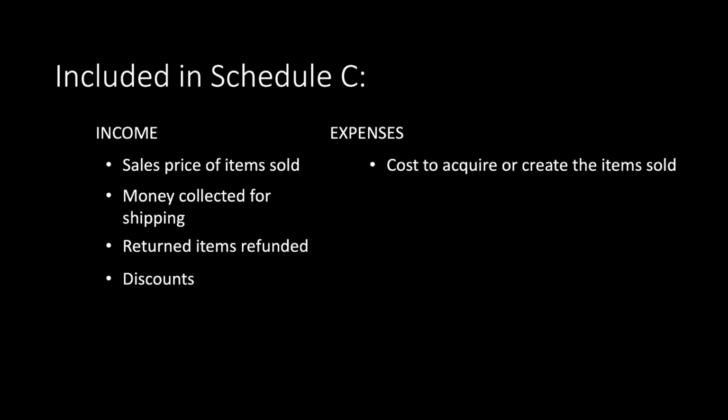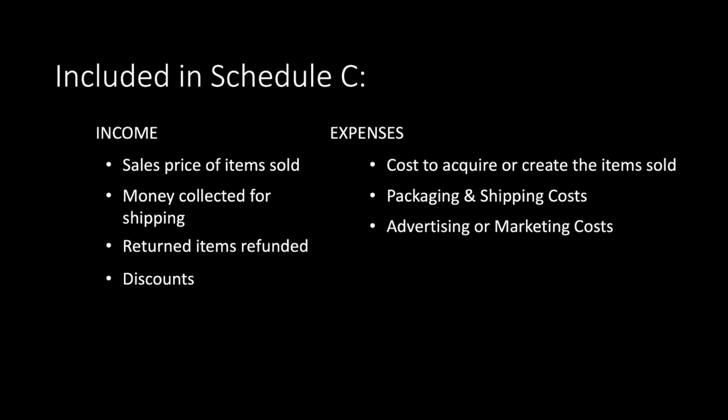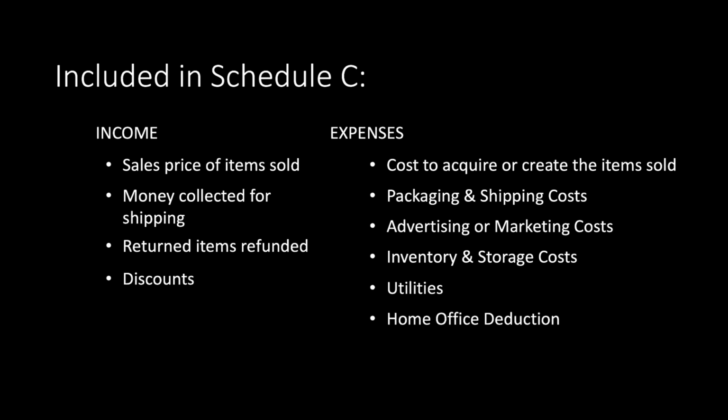Examples of expenses include the cost to acquire or create the items you sold, costs to package and ship the item to the buyer, advertising or marketing costs, including selling fees charged by the online marketplace or other platform where you sold it. You might also have storage costs to store your inventory and utilities costs such as internet, phone, or electricity. You may be able to use the home office deduction if you're using parts of your home exclusively for your e-commerce business, and the mileage deduction if you have to drive to a store to acquire your product or raw materials to make items.